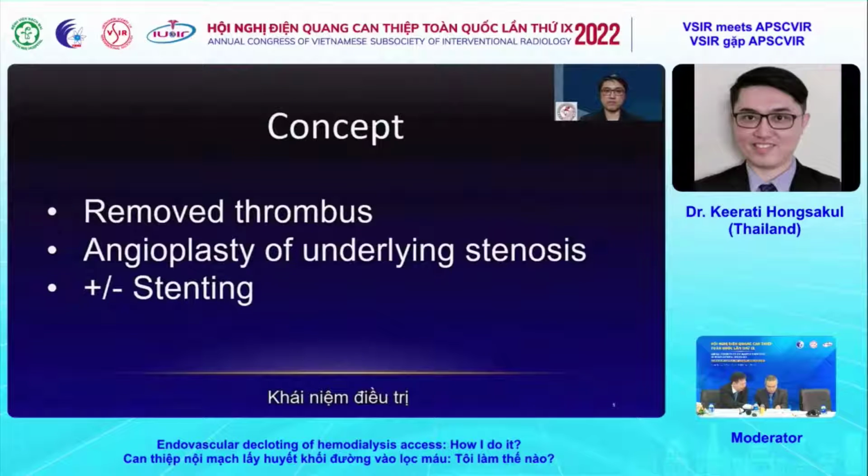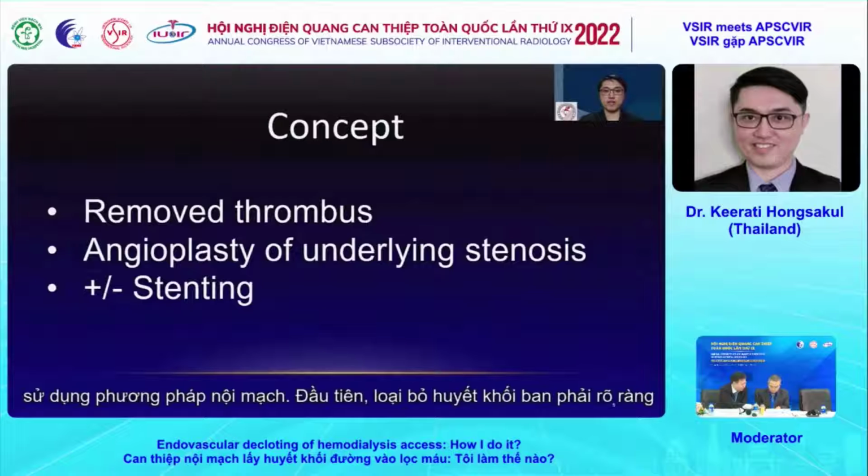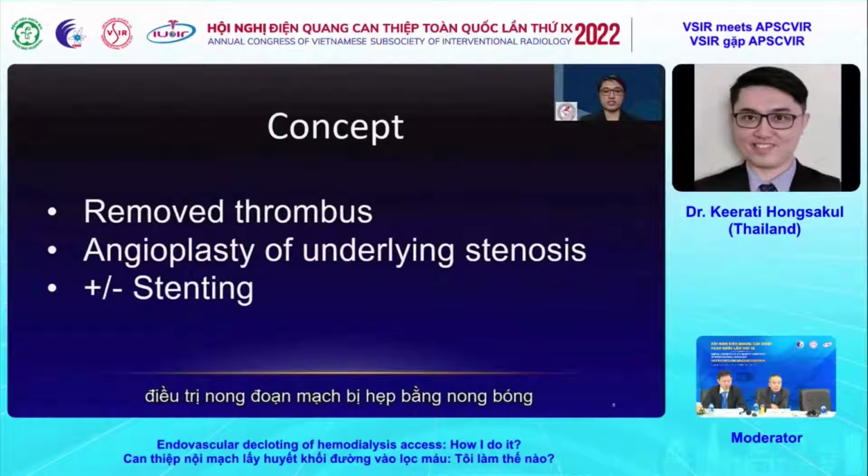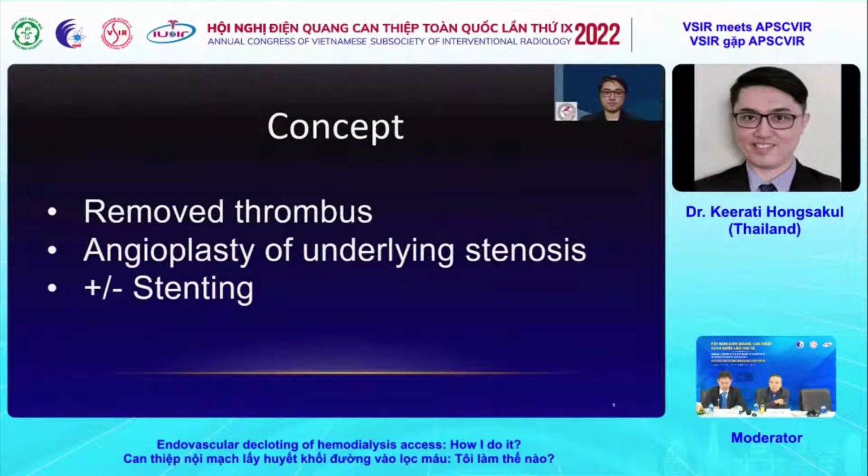And the concept of treatment using the endovascular approach: the first step is to remove the thrombus. You should clear the thrombus from the access first, and then treat the underlying stenosis by using balloon angioplasty, and also evaluate the need or no need for stents at the underlying stenosis.